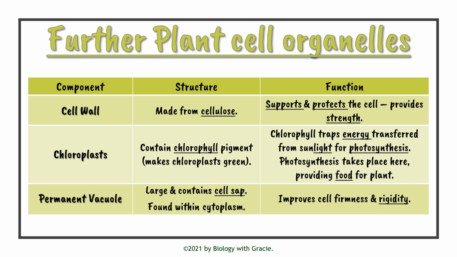So this is very large, as we saw from the diagrams where we labelled it up. It's this big white area, and that white stuff represents cell sap. And this permanent vacuole is found within the cytoplasm, and its role is to improve the cell firmness and rigidity, so it's important in strength as well.